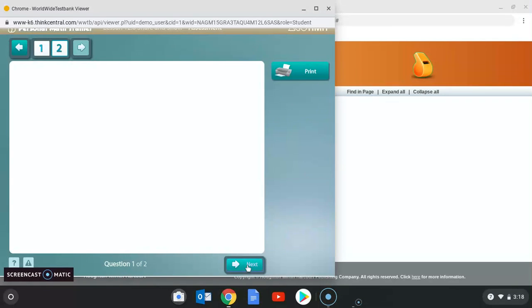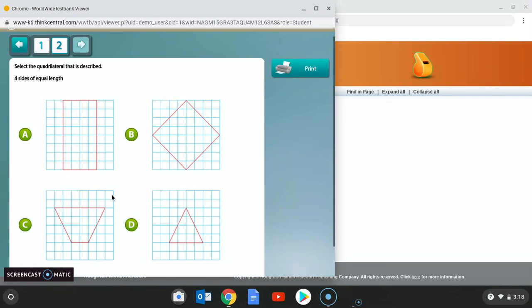All right, and finally, one more example. Select the quadrilateral that is described. 4 sides of equal length. Do rectangles have 4 sides of equal length? No. How about trapezoids? Do those look equal to you? Nope. Hey, these look pretty equal. Why isn't that the right answer? That one's not the right answer because, friends, that's not a quadrilateral. That's a shape that has 3 sides. What's that called? A triangle. So the answer is B.